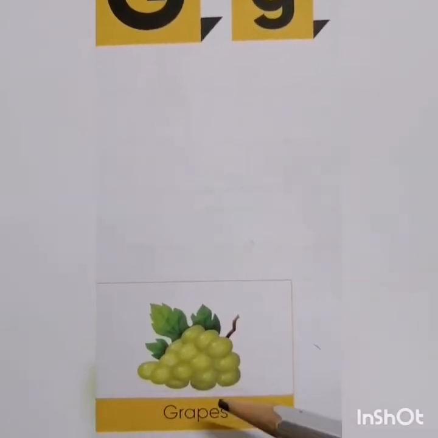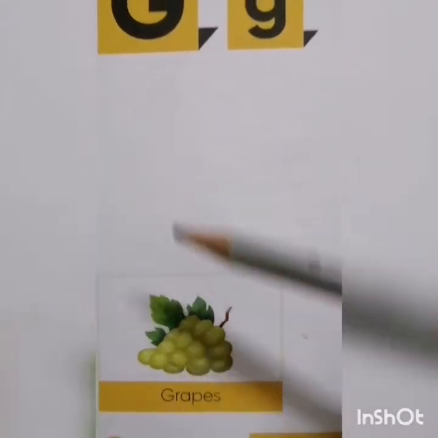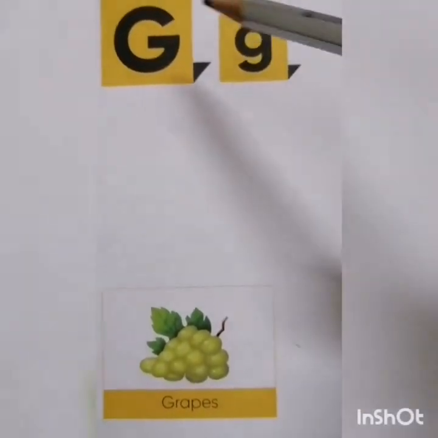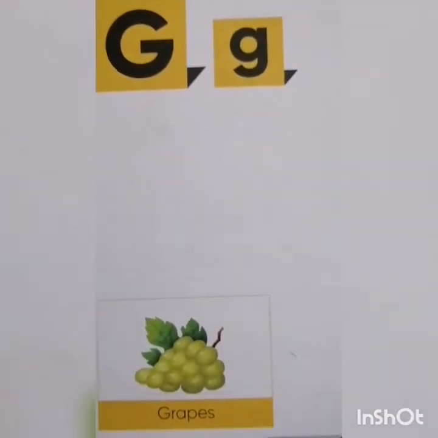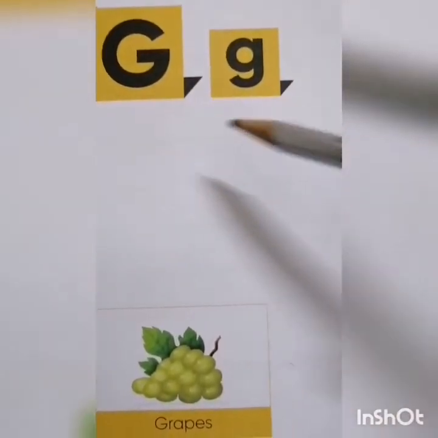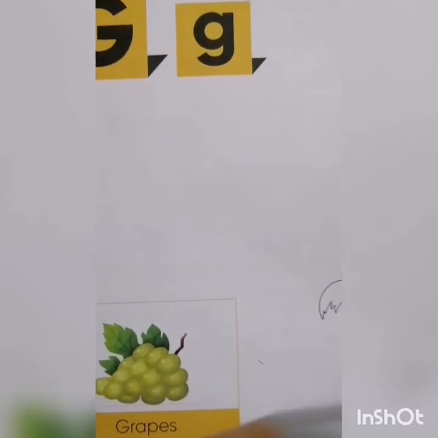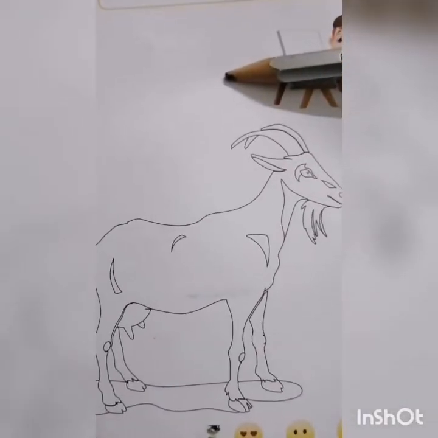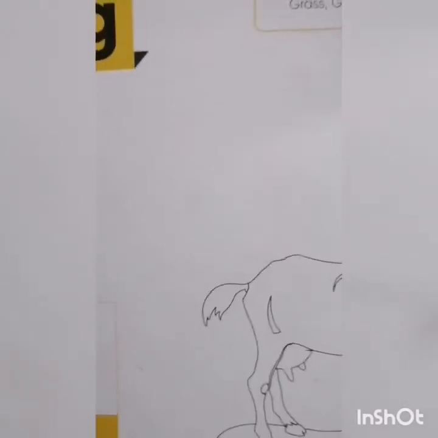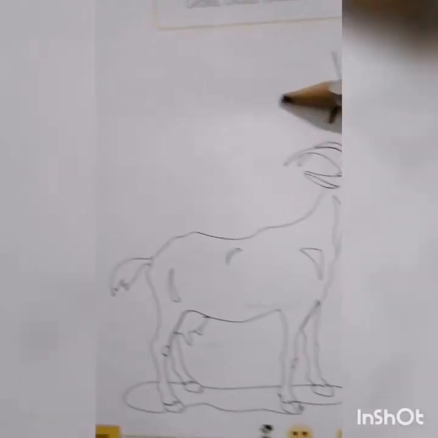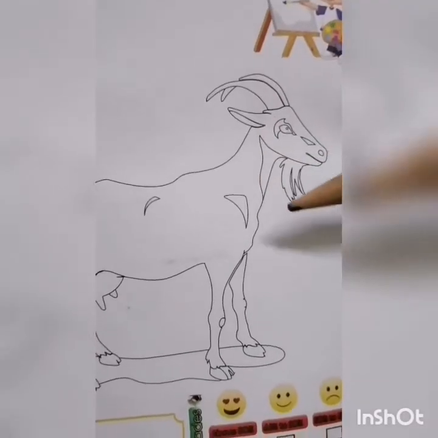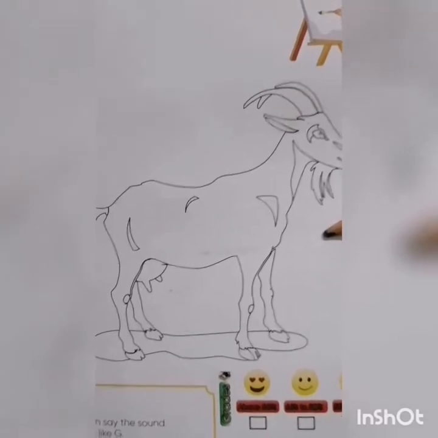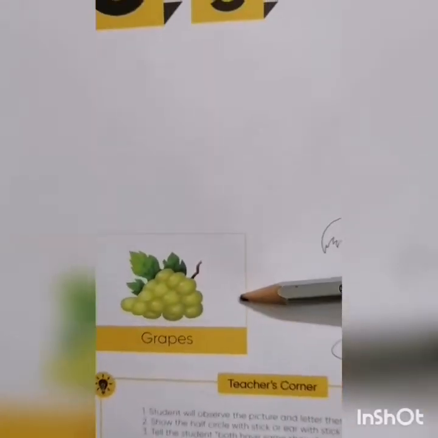Yummy, juicy grapes. G, G, grapes. Now look here. Oh, it's a goat. G, G, goat. G, G, goat and grapes.